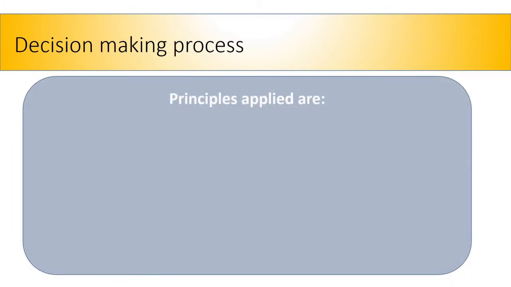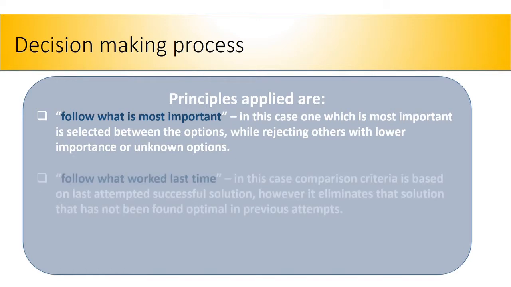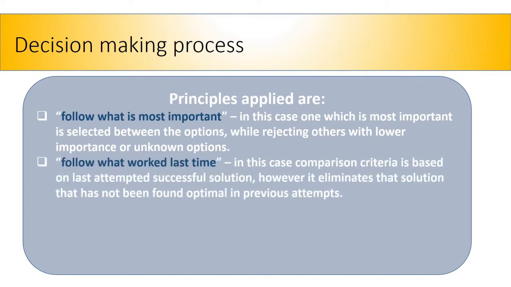The next important point is to understand the principles of decision-making process. First is follow what is most important. In this case, one which is most important is selected between the options, while rejecting others with lower importance or unknown importance. The second principle is follow what worked last time. In this case, comparison criteria is based upon the last attempted successful solution. However, it eliminates those solutions that has not yet been found optimal in previous attempts.